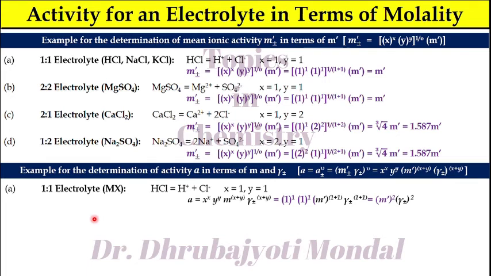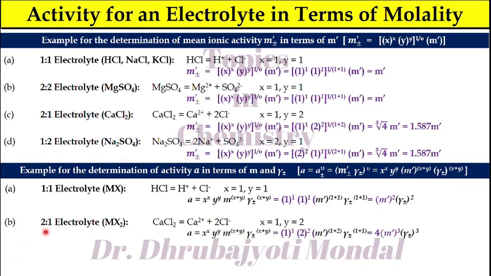Now see the first example, a 1:1 electrolyte. HCl produces H+ and Cl- ions. x is equal to 1, y is equal to 1. So you can write a equals 1^1 × 1^1, m' to the power 1+1, and γ± to the power 1+1. That is equal to m' squared and γ± squared. So for a 1:1 electrolyte, activity is equal to m' squared γ± squared.